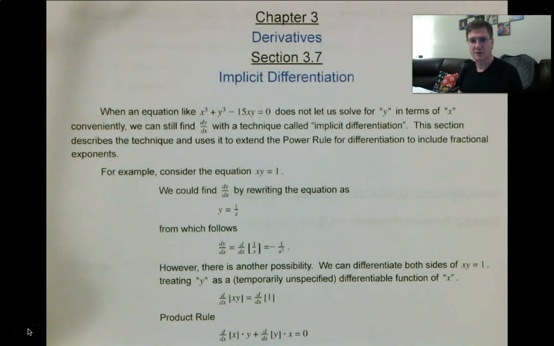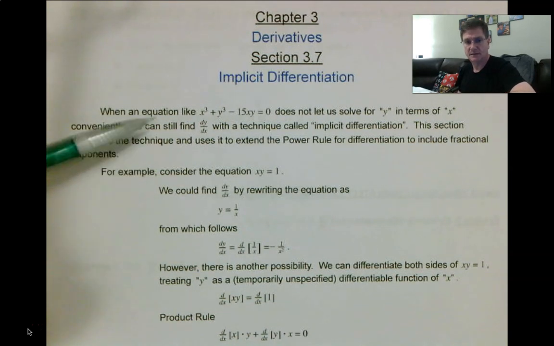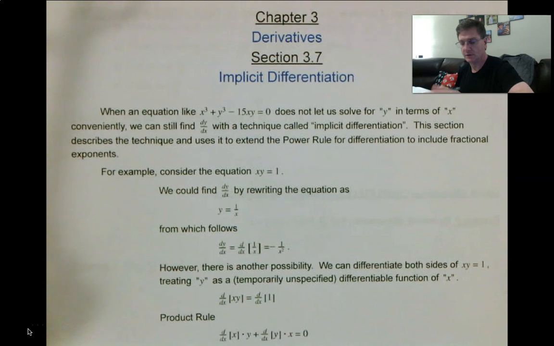Hello everyone, section 3.7, implicit differentiation. Normally I don't read all the typed out information that I have. I usually leave that for you to read and go through, but this one is an exception because we're going to follow this example and it's going to pretty much show us how to do the rest of the section.